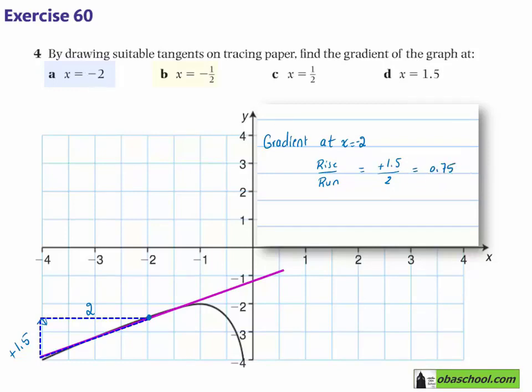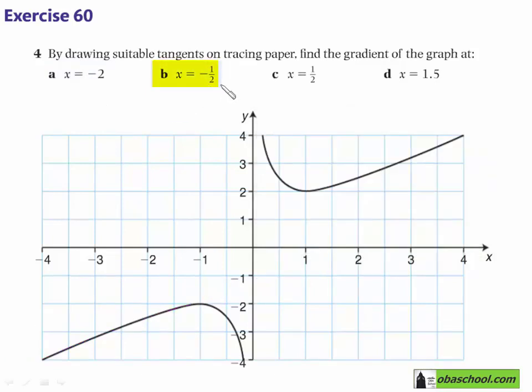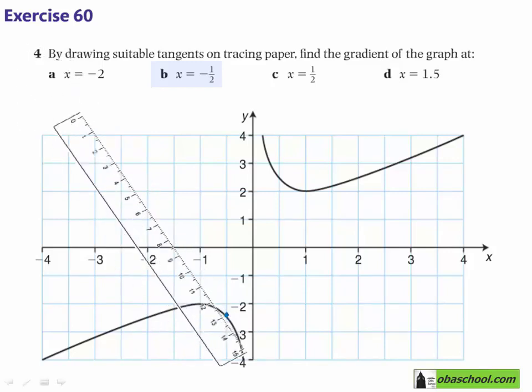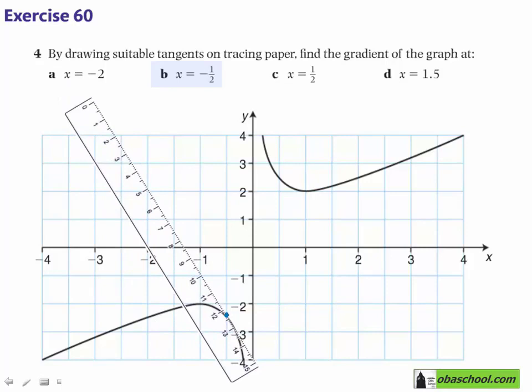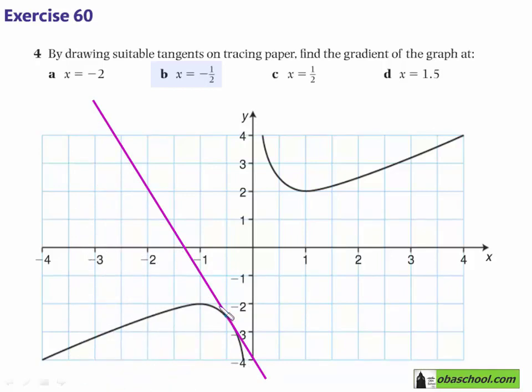Now part B. This is minus half on the x-axis, so let's move down, and this is the point on the curve. We observe that there is a large curvature at this point, so we have to pay attention to how to use the ruler to sketch the tangent. If we draw a line at this point, we observe that the angles are approximately equal. So this is the tangent to the curve at x equals minus half.